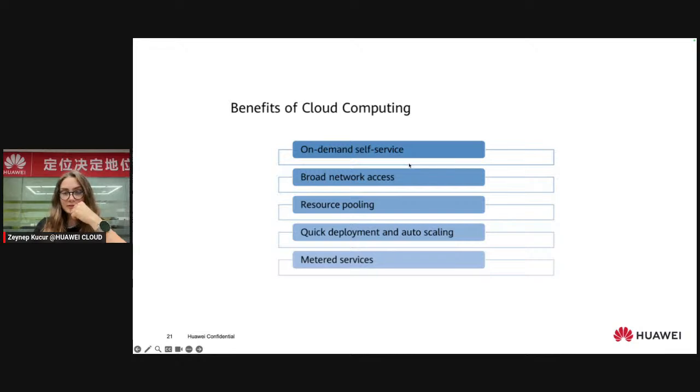On-demand self-service. Users can provision and manage computing resources as needed without requiring human intervention from the service provider, which provides flexibility and control to users, allowing them to quickly scale resources up or down based on their needs. And then the other one is broad network access. Cloud services are accessible from any device with internet connection, enhancing accessibility and supporting remote work.